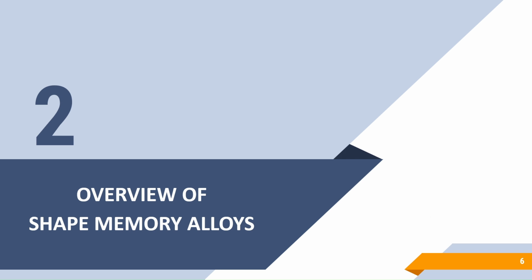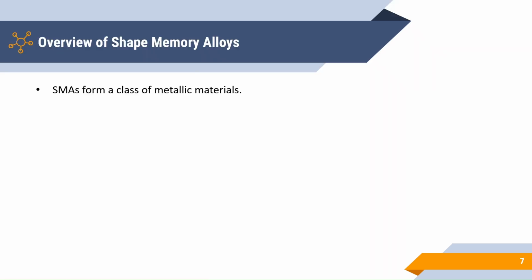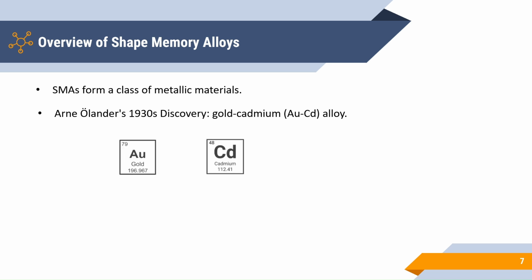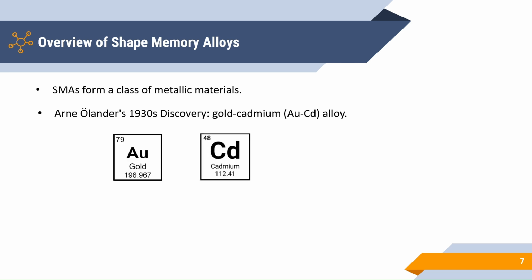Now let's discover this magical material, shape memory alloy. Shape memory alloys form a class of metallic materials with unique properties. They were first discovered in the 1930s by the Swedish chemist Arne Olander, who first described the ability of the gold-cadmium alloy to recover its original shape after undergoing large deformations.